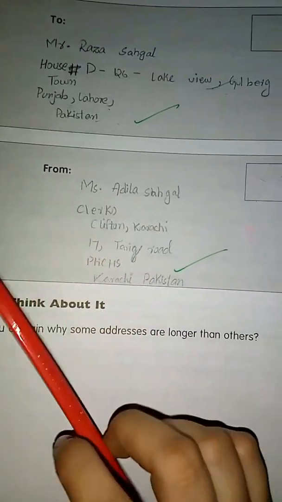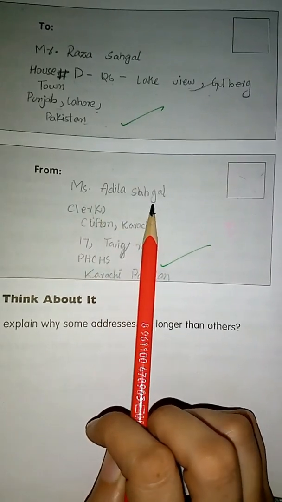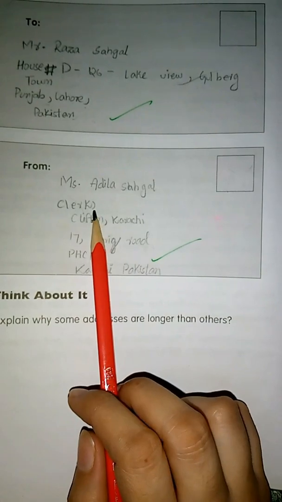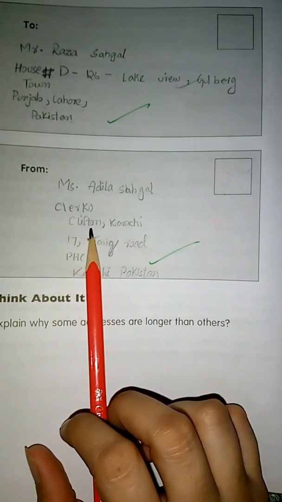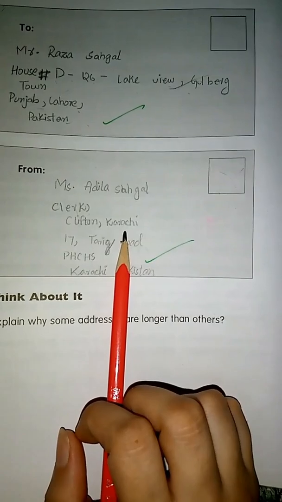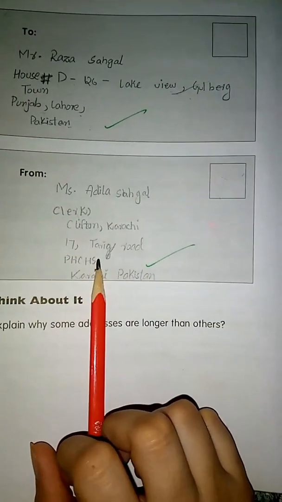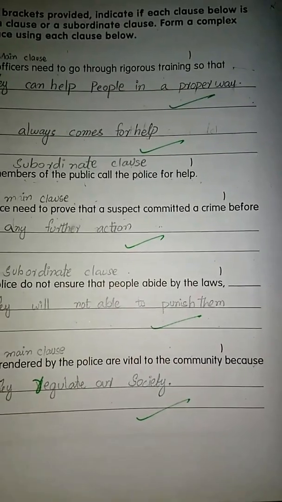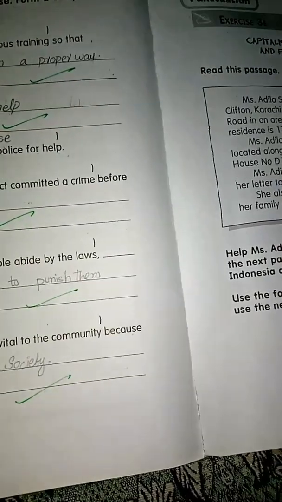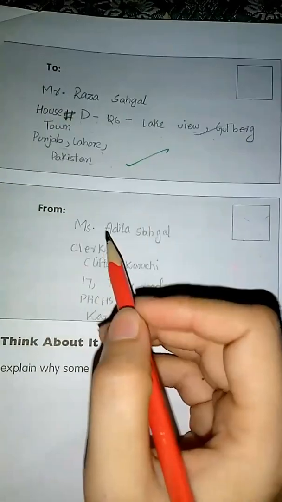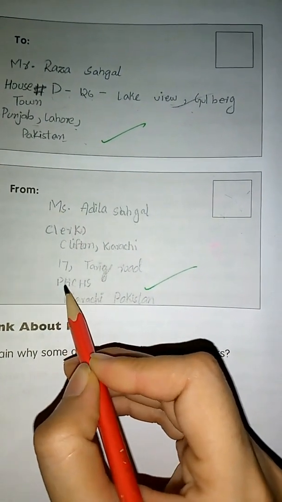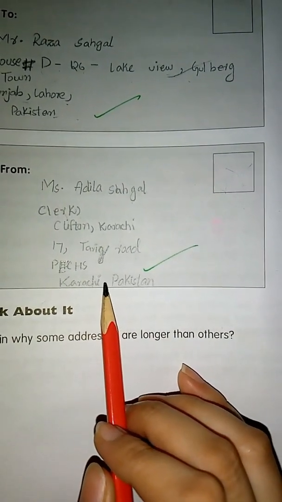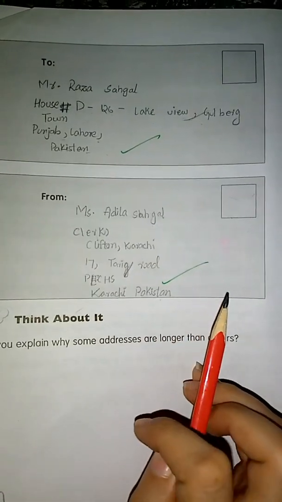Okay, from whom? Miss Adila Sehgal, and she is a clerk, then comma, where she is living in Clifton, comma, Karachi, 17, comma, Tariq Road, PECHS, Karachi, Pakistan.